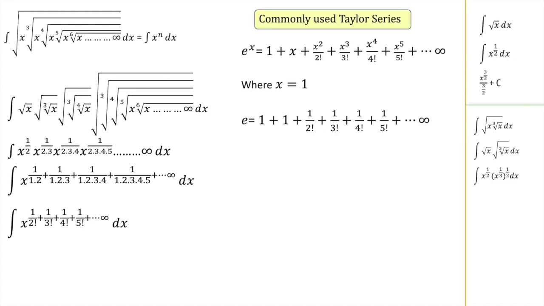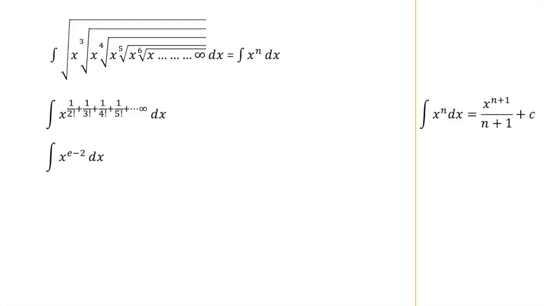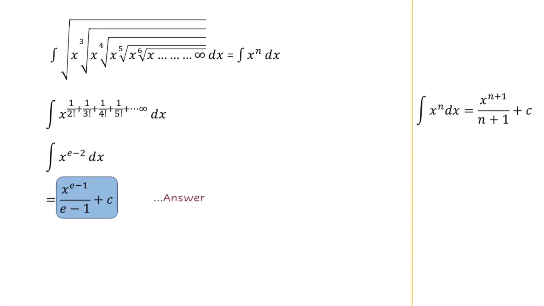Well, you may think of e, as one more definition of e as per the Taylor series is 1 plus x plus x squared divided by 2 factorial plus x cubed divided by 3 factorial, which goes up to infinity, and in our case this x is 1. Now we can substitute our exponent by e minus 2. By using our general formula for the integral of x raised to power n dx, you can simply integrate x raised to power e minus 2 dx to get x raised to power e minus 1 divided by e minus 1 plus c.